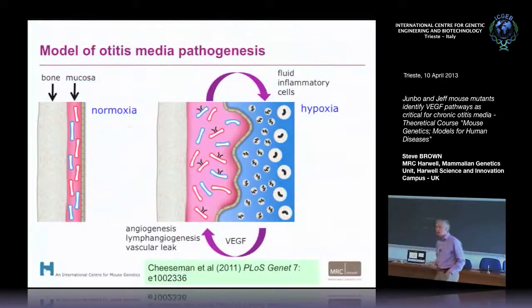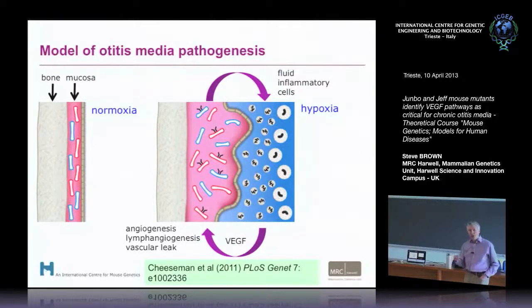So this is our model of what's happening in otitis media. Here we have the normal middle ear epithelial lining. We have the underlying bone, we have the mucosa, we have a normoxic environment, everything's fine. We surmise that there is some event in these mice that's kicking off an inflammatory response in our mutant mice, be it Junbo or Jeff. This is leading to an inflammation of the middle ear lining, which leads, of course, to fluid and inflammatory cells in the middle ear, to the generation of a hypoxic environment, to the upregulation of VEGF pathways.